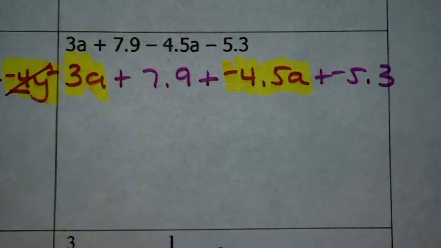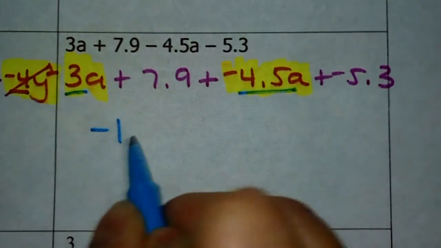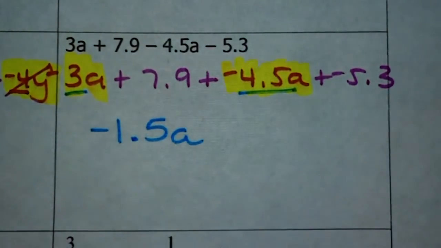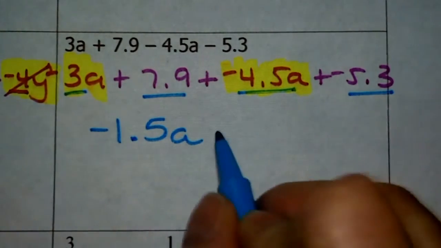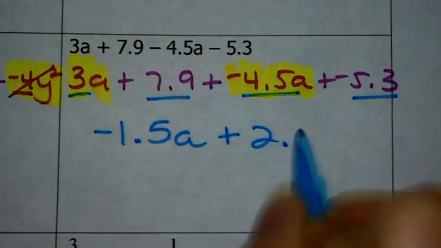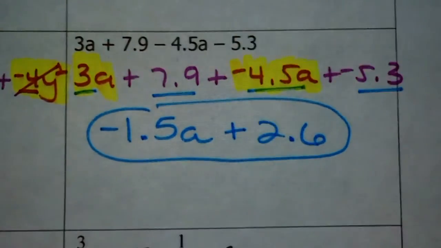So in order to combine these together, we would take 3 plus negative 4.5, subtract the digits, take the sign of the greater. You get negative 1.5a. Now I have my regular old numbers here. I have 7.9. And I want to add a negative 5.3 to that. So when you take 7.9 plus negative 5.3, subtract the digits, take the sign of the greater, and yeah, you're going to get 2.6. That's my final answer. I can't put those together because 2.6 doesn't have an a. It doesn't get to go with it.